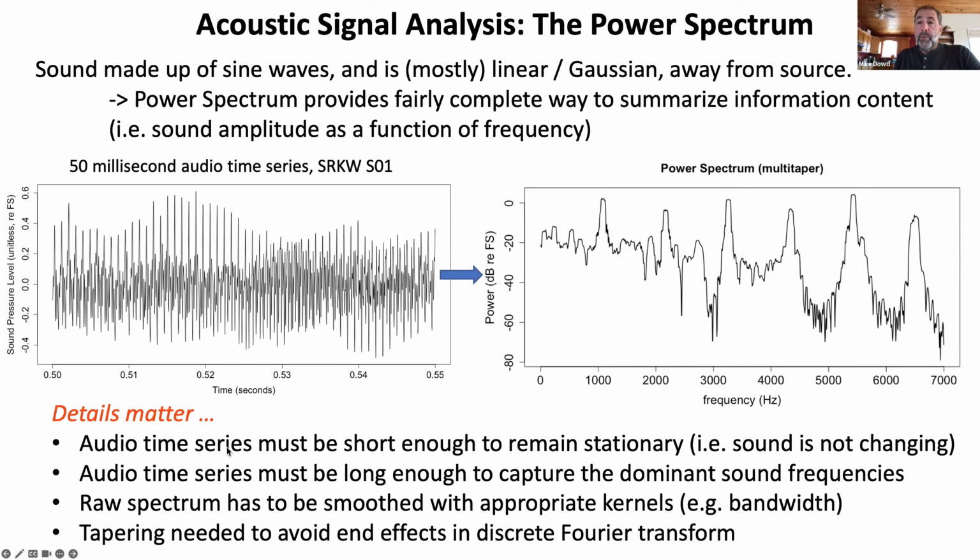The one take-home message that I'm going to emphasize is that details matter. How you do this matters, so how you make a spectrogram matters. These time series have to be short enough when you're doing a window to remain stationary, so the sound can't be changing over the window you choose for the spectrogram. The audio time series must be long enough to resolve the dominant frequencies of interest. You've got to do some sort of smoothing, otherwise the spectral estimators are inconsistent. You have to control the bandwidth. And you typically have to do other statistical things, like tapering the sound to compensate for inadequacies in the Fourier transforms that you use to produce this.